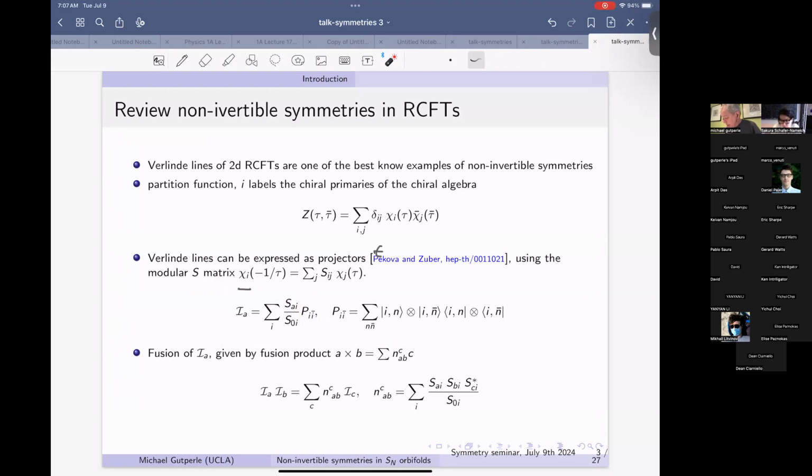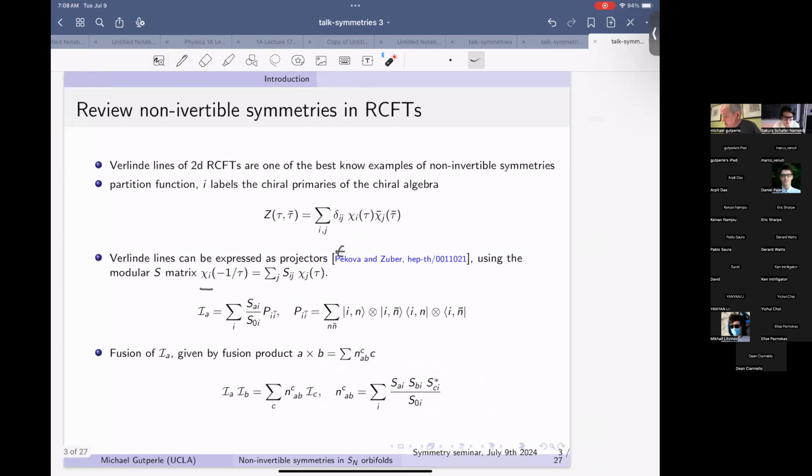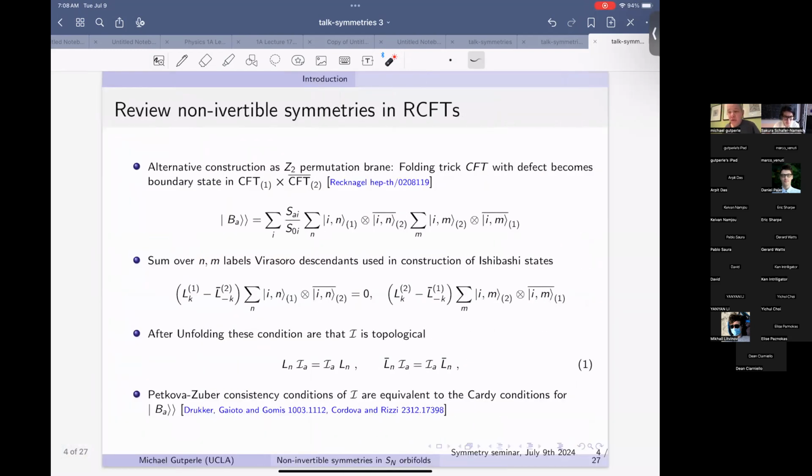What happens then is that using the property of the projectors and the modular S matrix, namely the Verlinde formula, one can show that these defect operators have a non-trivial fusion product, and that the fusion coefficients are exactly the fusion coefficients of the chiral algebra expressed in terms of the S matrix via the Verlinde formula. So one thing, a slightly different or alternative formulation of this, which will be useful a little later, is the construction of these defects as a Z2 permutation brane. And this goes back to a paper by Recknagel.